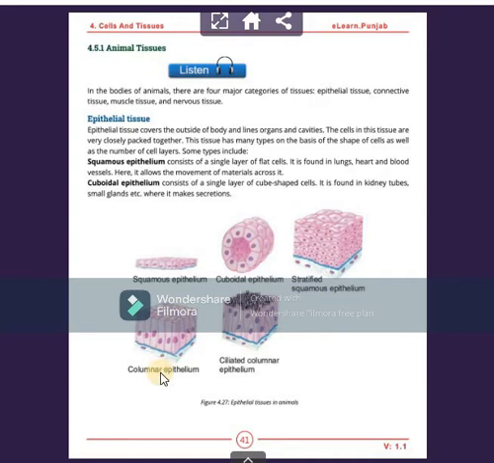The first one is the squamous epithelium. You can see in this figure, it consists of a single layer of flat cells. It is found in the lungs, heart and blood vessels, and it allows the movement of materials across it. Then the second one is cuboidal epithelium. It is cube shaped, that is why it is called cuboidal epithelium, a single layer of cube-shaped cells. It is found in the kidney tubes, small glands, etc., where it makes different secretions.